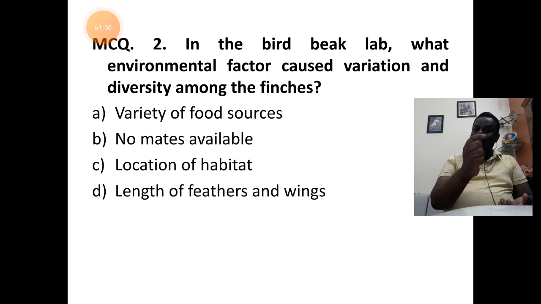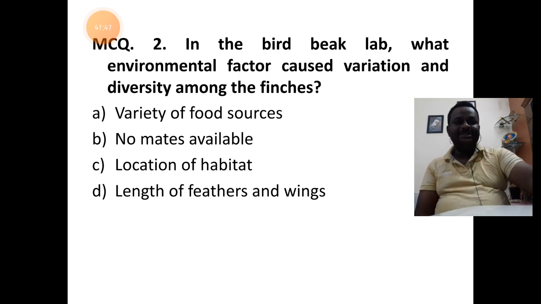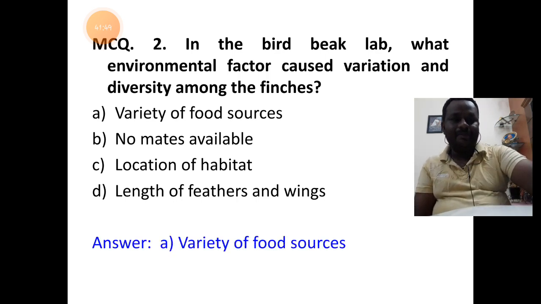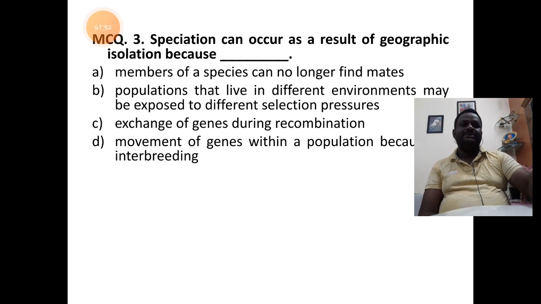The answer of point C can also be considered, but it is related to the beak modification alone. So there the location of habitat doesn't give them different beaks. It is a variety of food sources that gives them definitely varieties of beak. So the answer is A, variety of food sources.